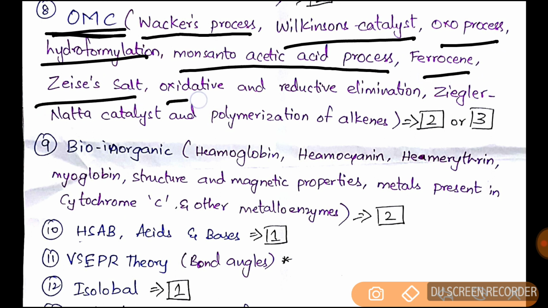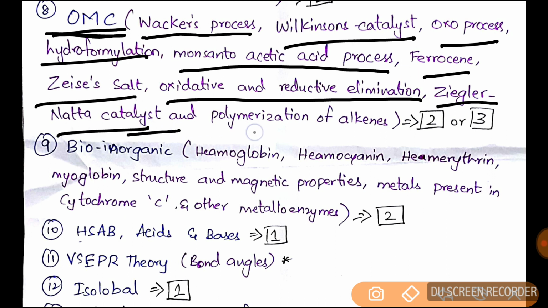salt, oxidative and reductive eliminations, that is oxidative addition and reductive elimination, and Ziegler-Natta catalyst, that is nothing but polymerization of alkenes. So these are the major areas of OMC, and these are very easy. They'll be asking very easy questions from OMC, so you can easily expect 2 to 3 questions from OMC also.